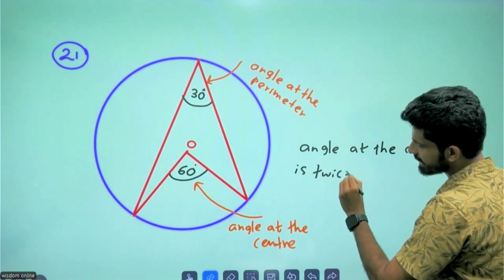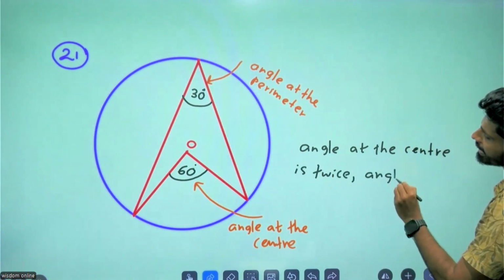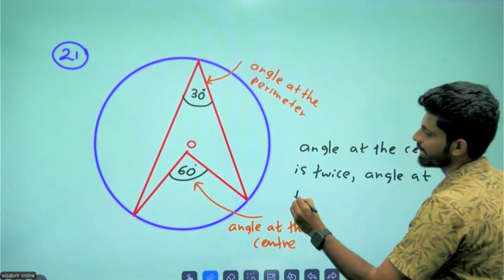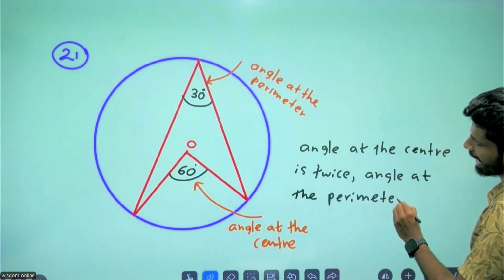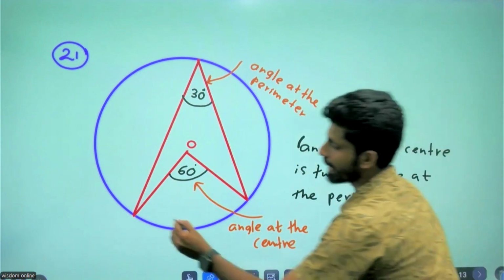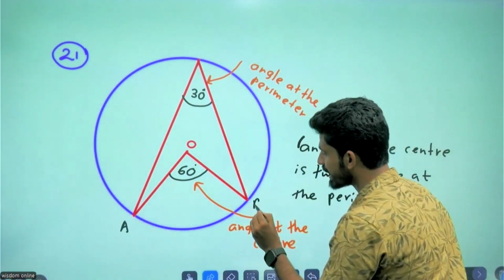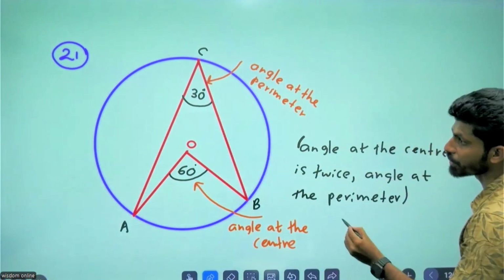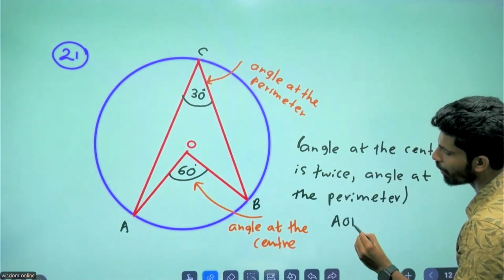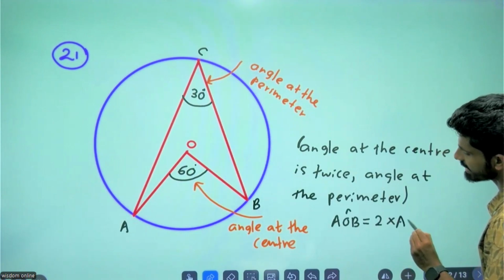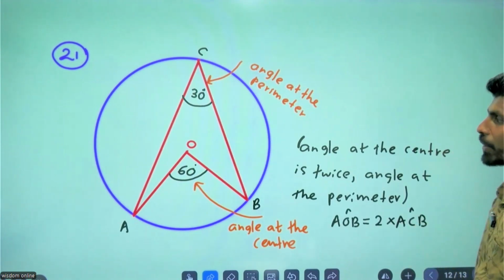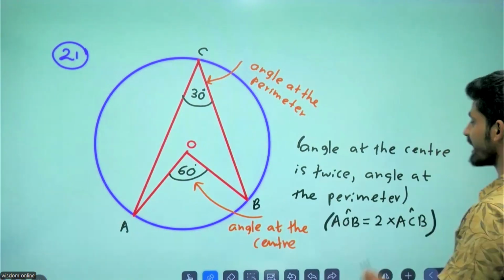The angle at the center is twice the angle at the perimeter, right? So that means I'm taking ABC, and we can write down AOB equals 2 times ACB.